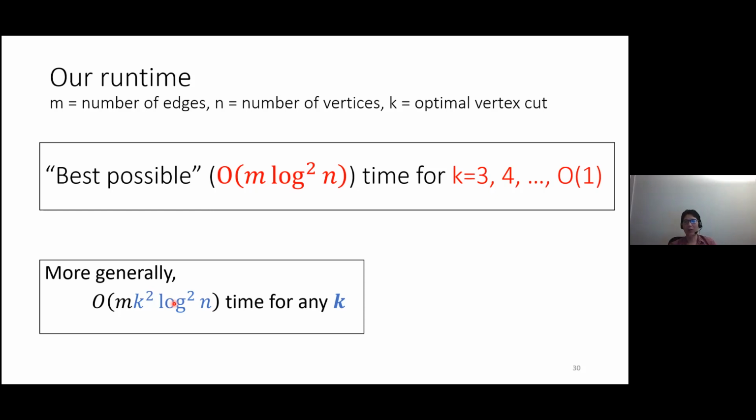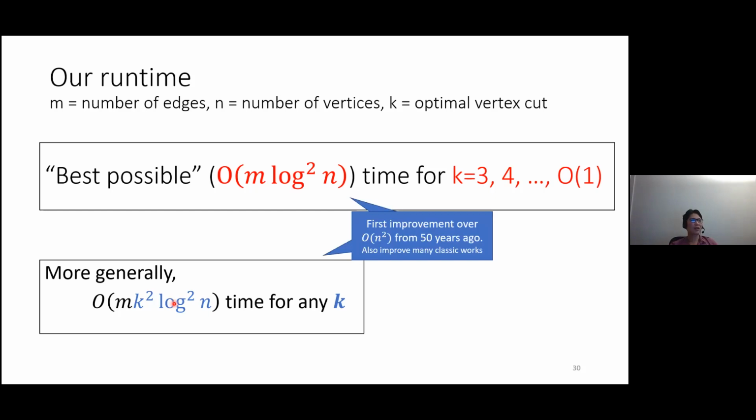For large k, what happens? The conjecture is you should get almost the best possible for every k. And just again to mention, this is the first improvement in 50 years, and it settled the classic conjecture for small k.